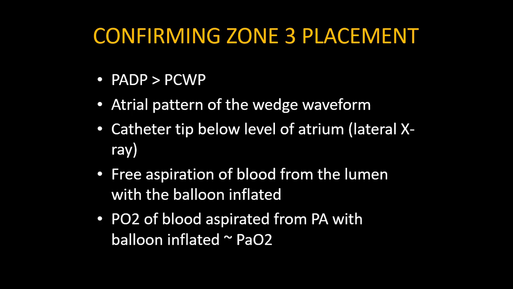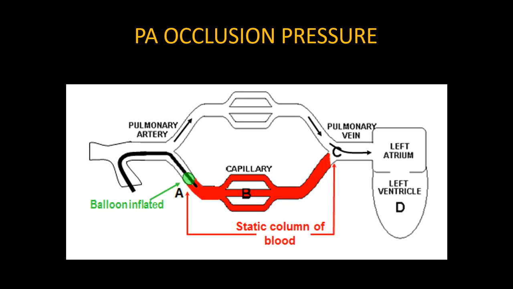So pulmonary artery diastolic pressure is always higher than pulmonary capillary wedge pressure. We have to see the arterial pattern of the waveform. The catheter tip should be below the level of the sternum in the lateral X-ray. Free aspiration of blood from the lumen with the balloon inflated should be there, and the PO2 of the blood aspirated from the PA with the balloon inflated should be equal to the PaO2 of the patient. So that's how it is being done.